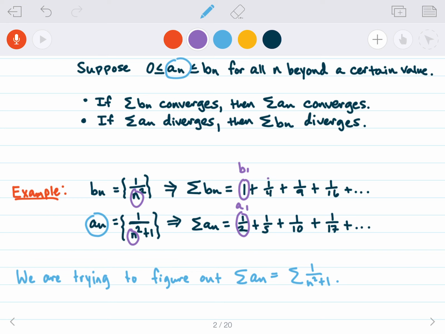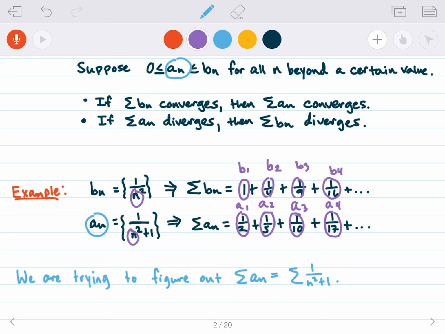We can see that for each term, when we compare b sub n and a sub n, b sub n is always going to be larger. 1 is larger than 1 half, 1 fourth is larger than 1 fifth, 1 ninth is larger than 1 tenth, 1 sixteenth is larger than 1 seventeenth, and so forth. So hopefully you can see that. This is a sub 3, a sub 4, this is a sub 2. So the b sub n terms are always going to be larger than the a sub n terms for any n.